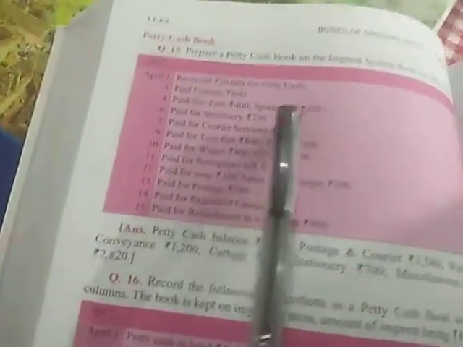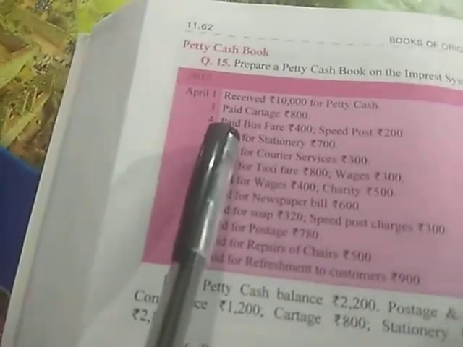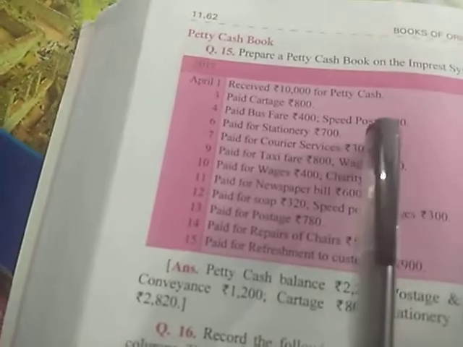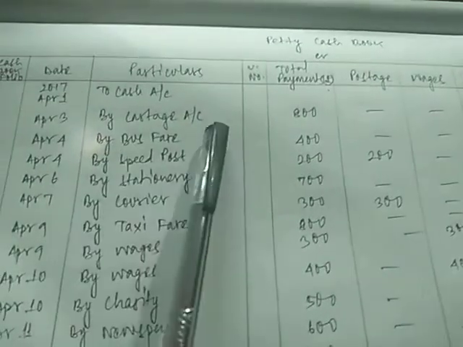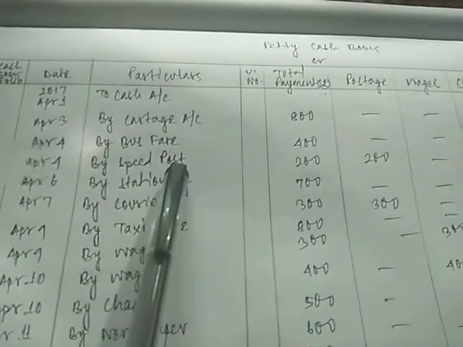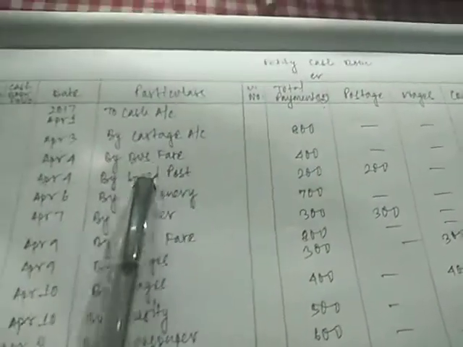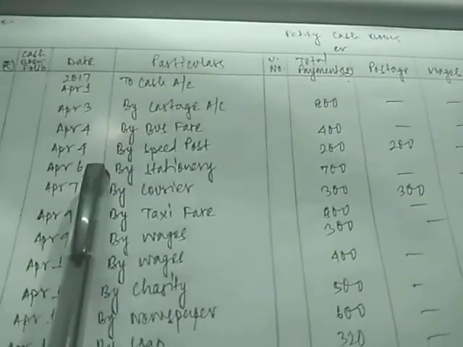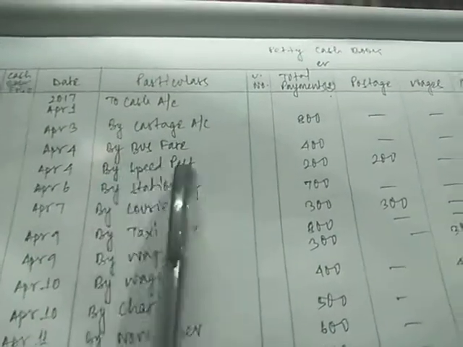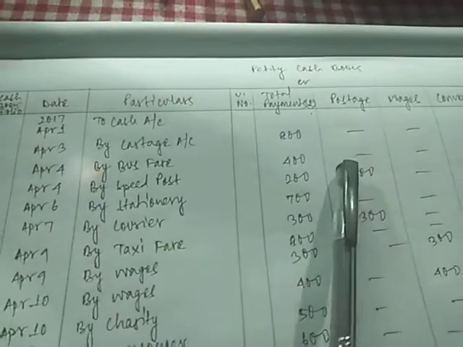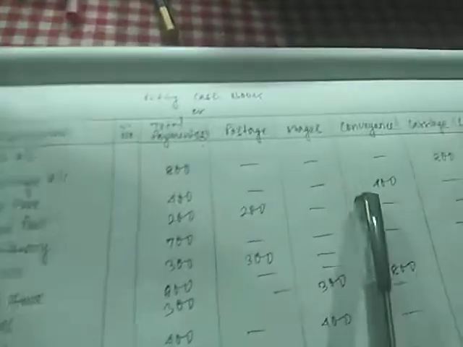The next transaction is paid bus fare 400, speed post 200 on the same date, that is April 4th. Bus fare 400 and speed post 200. Here you can see by bus fare and by speed post I have written two different items on the same date, April 4th and April 4th, 400 and 200. This 400 will go to bus fare, that is conveyance, and speed post will go to postage 200, and the rest of the columns will remain blank.